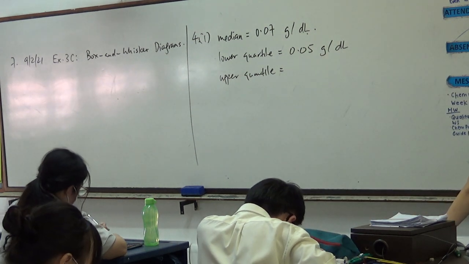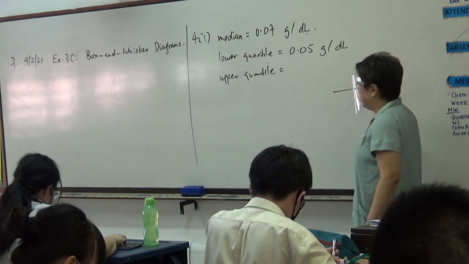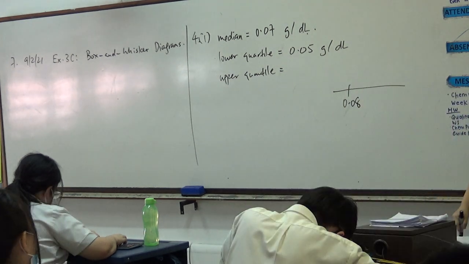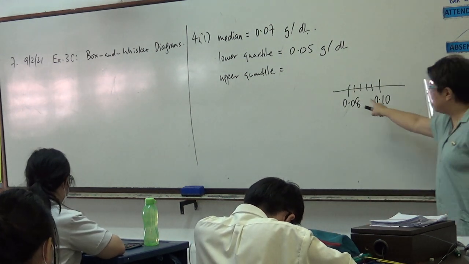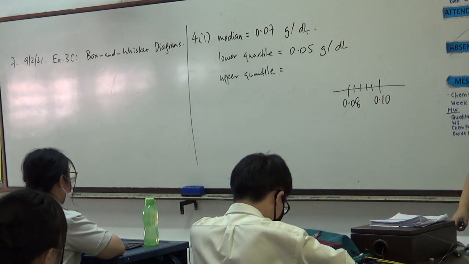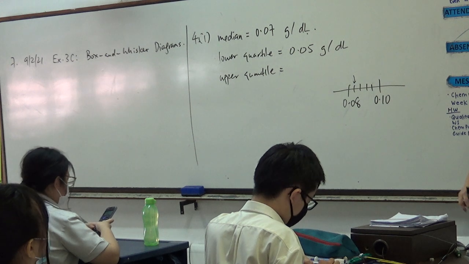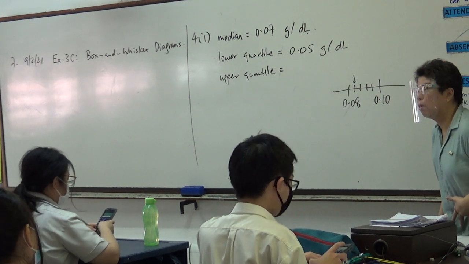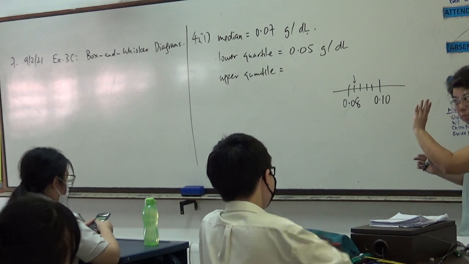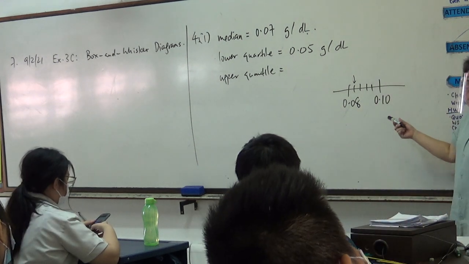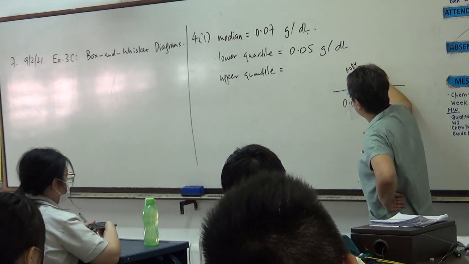Upper quartile. This is 0.08. Okay, 5 squares later: 1, 2, 3, 4, 5. It's 0.1. How much is 1 square? What about if it's here? What if it's here? You don't know. If it's here, you don't know. 0.08 what? Your eyes, what? Micrometer screw gauge? Okay. 0.1. 0.8 what? 4. Okay, then this one?